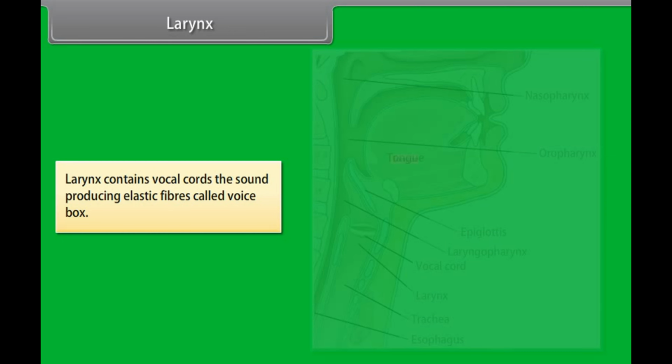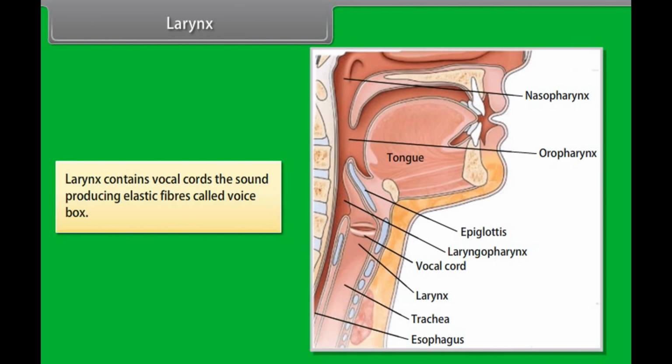Larynx. Larynx contains vocal cords, the sound-producing elastic fibers, called the voice box.